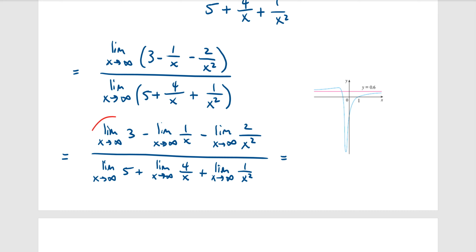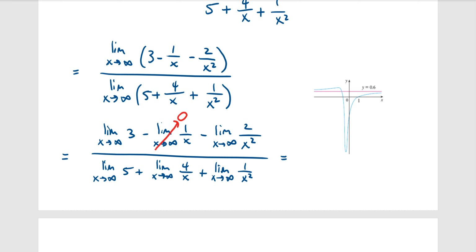we have the limit as x approaches infinity for 3, that's just going to be equal to 3. And then we have minus the limit as x goes to infinity of 1 over x. We just learned that this was 0 because that's 1 over x to the first, and 1 is a positive number, so that's going to be 0. So minus 0, which we obviously don't have to write. I'm not going to write it, actually.